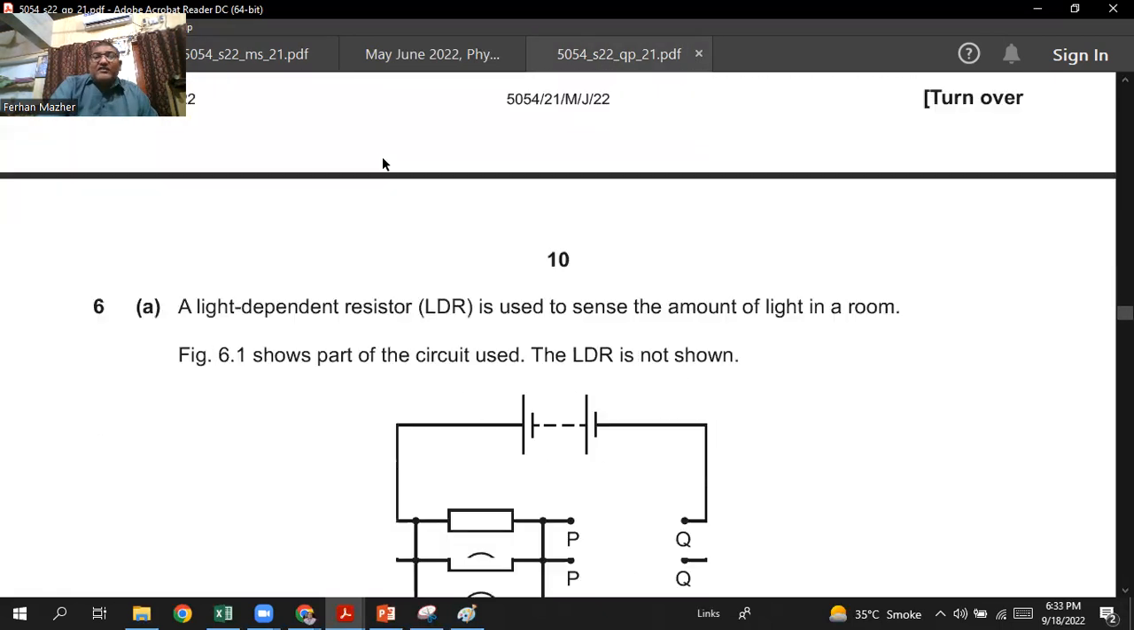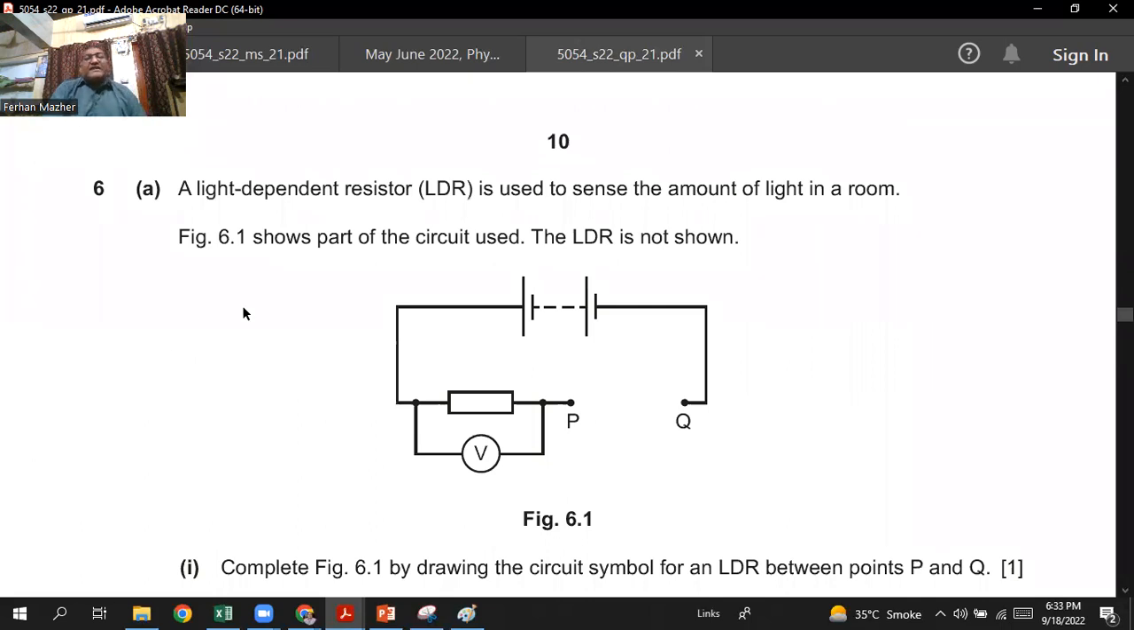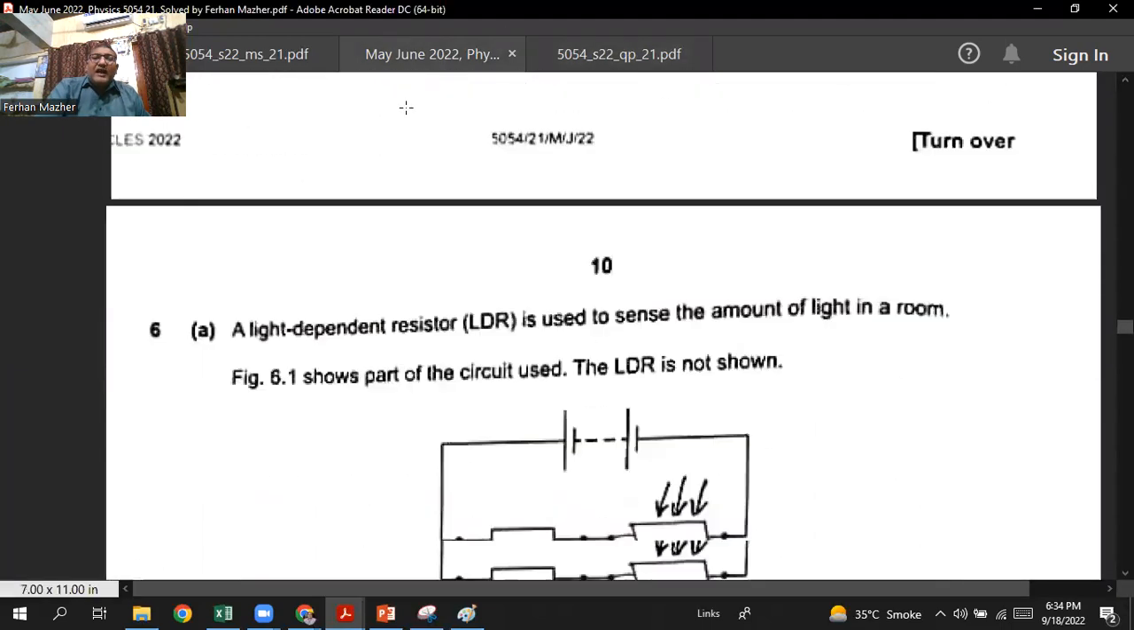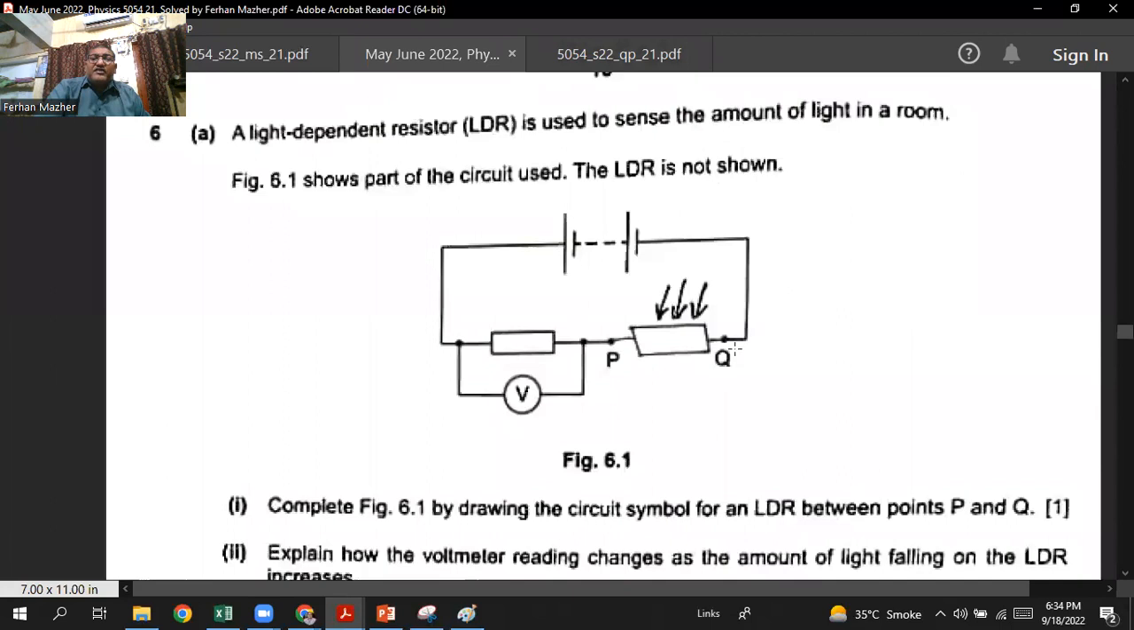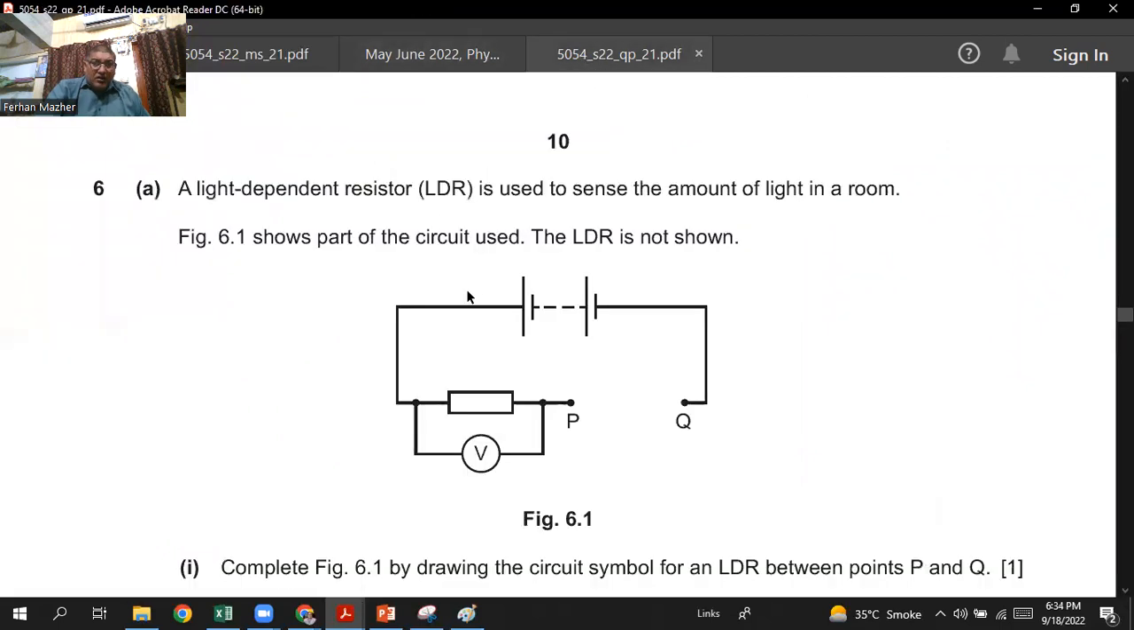Okay, so we are going to the next question. The next question is question number 6. He says a light-dependent resistor, LDR, is used to sense the amount of light in a room. Figure 6.1 shows part of the circuit used. The LDR is not shown. Complete the figure 6.1 by drawing the circuit symbol for an LDR between the points P and Q. So here you have to draw the symbol of the LDR. LDR is basically the light dependent resistor, and you can see this is the symbol for it. So you have to draw this symbol.